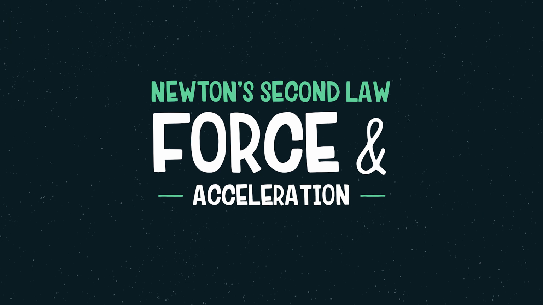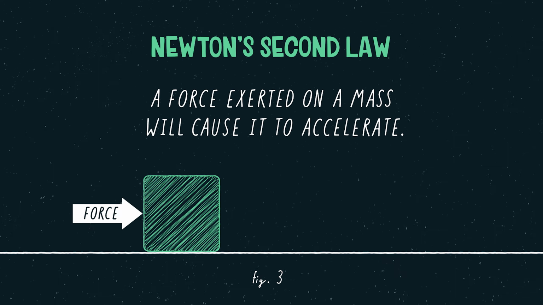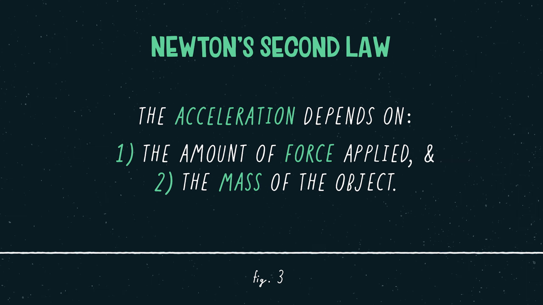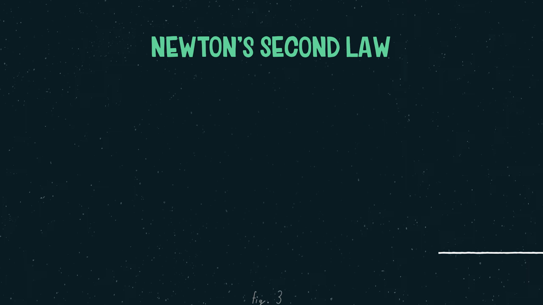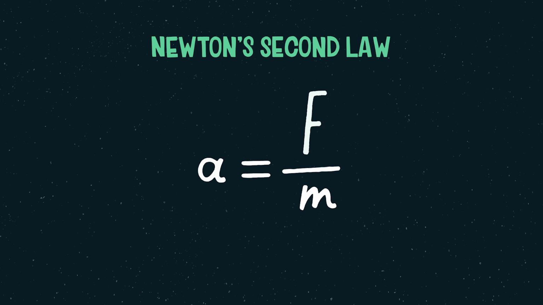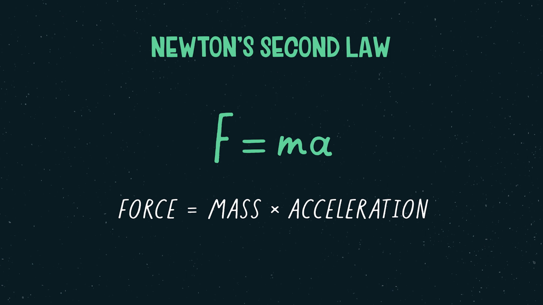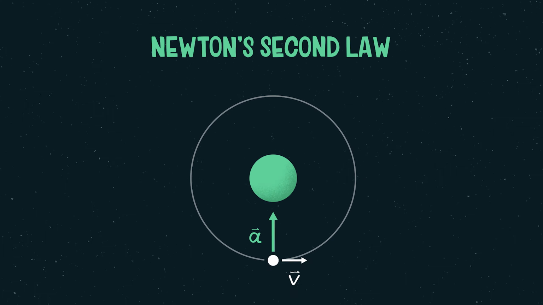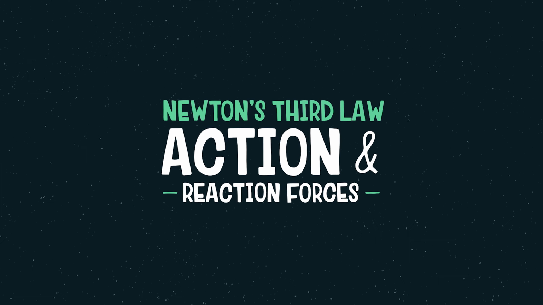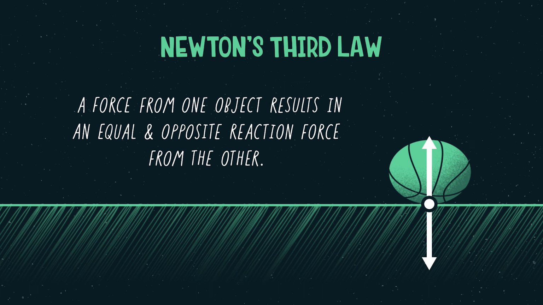His second law deals with forces and acceleration. It says that a force exerted on a mass will result in the acceleration of that mass. The amount of the acceleration depends on the amount of force and the mass of the object. Newton quantified this relationship with the formula a = F/m, which you might know by the more familiar F = ma, or force equals mass times acceleration. As we discussed earlier, this also applies with circular motion, as an acceleration can be a change in direction as well. Newton's third law says that for every force on an object, there is an equal and opposite reaction force on the source of the initial force.